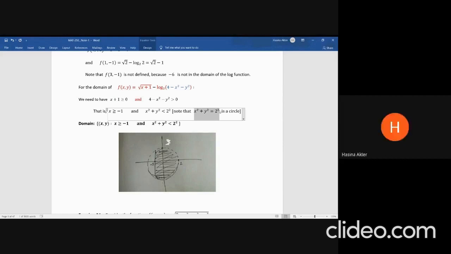And if I have the inequality x squared plus y squared less than r squared, that gives us all the points inside that circle. Since we do not have equality involved, the circle itself is not part of that set.